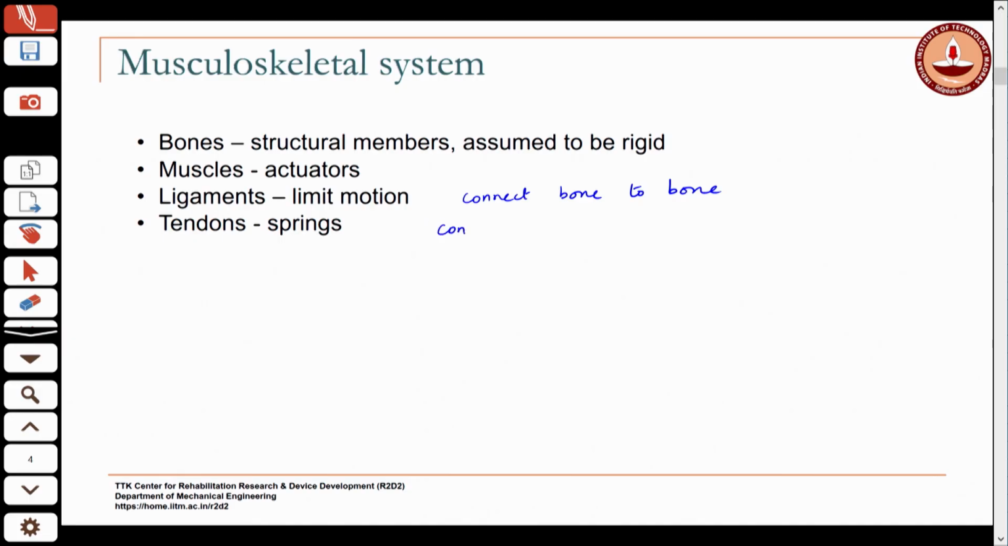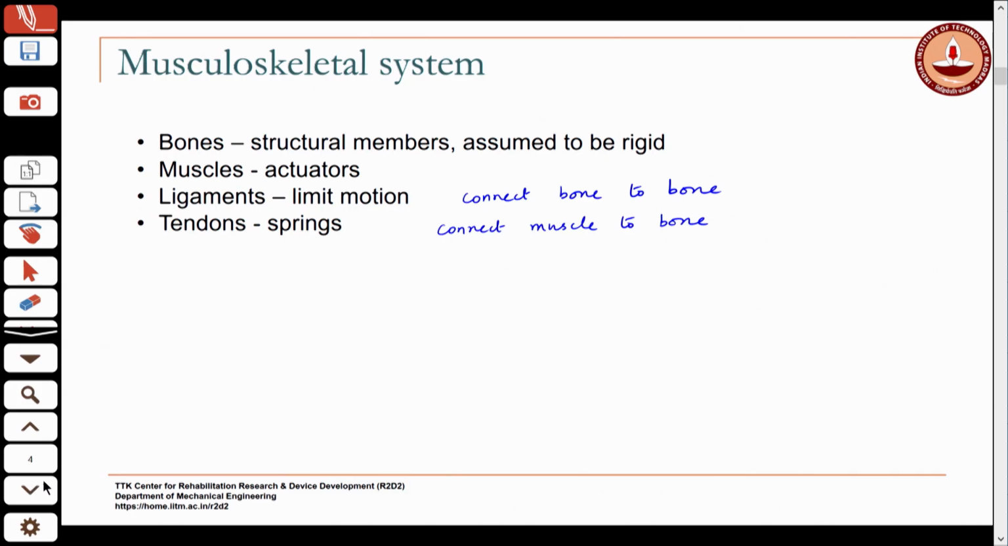And then you also have tendons which connect muscle to the bone. The tendons transmit the force from the muscle to the bone, and in some cases they also have the ability to act as springs. The mechanical equivalent of tendons is springs. So, these are the basic components of the musculoskeletal system that are responsible for movement. Either they restrict movement or they cause movement.